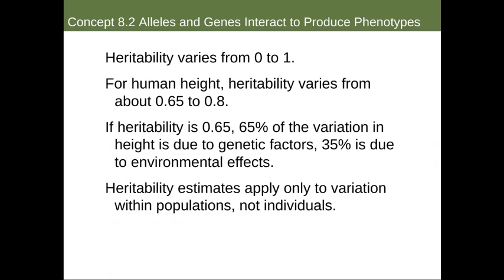And this heritability ranges from 0 to 1, as we've already talked about. For human height, heritability varies from about 0.65 to 0.8. Okay, so if the heritability is 0.7, 65% of the variation in height is due to genetic factors, 35% is due to environmental effects. So we're going to talk about this part in class. Think about what the environmental effects could be. And heritability estimates apply only to variation within populations, not individuals. Okay, so we're looking at an entire population, not a single individual.